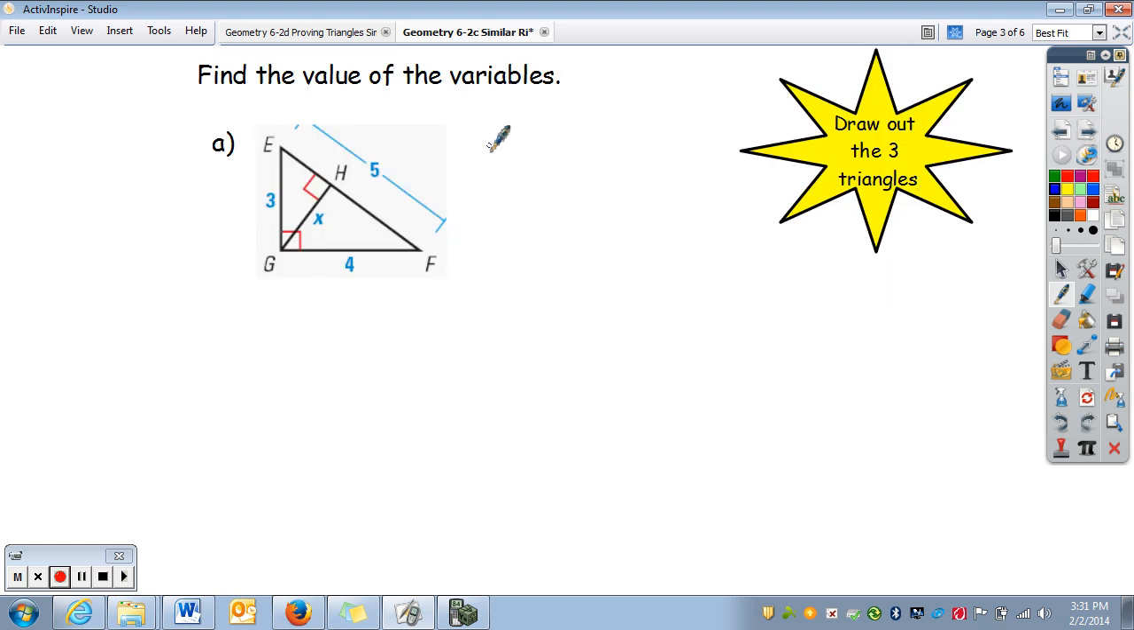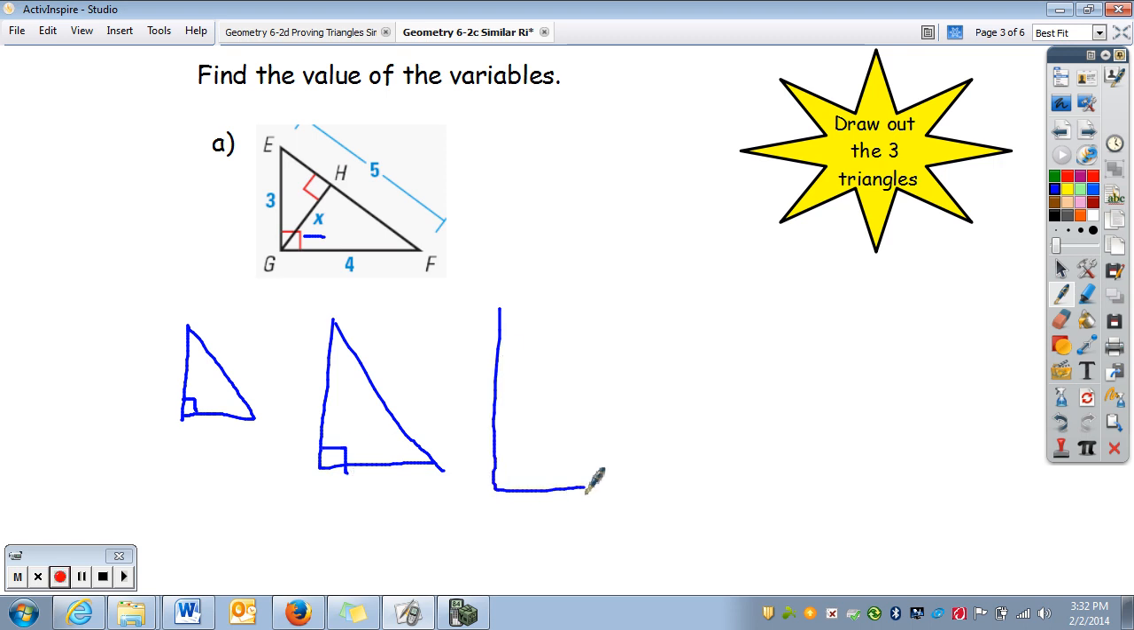Alright, so again, draw out your three triangles. So here is my first example. We're going to find the value of the variable. So we have the variable x. So you have your small right triangle. Then you have your medium. And then you have your large. So you have mama, papa, and baby.